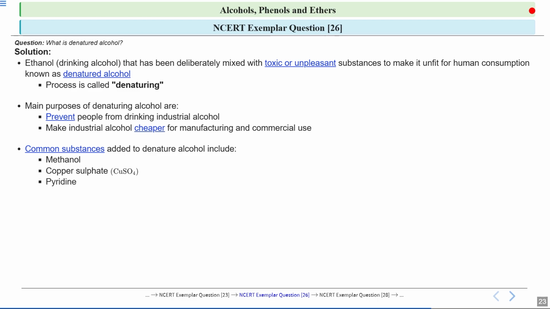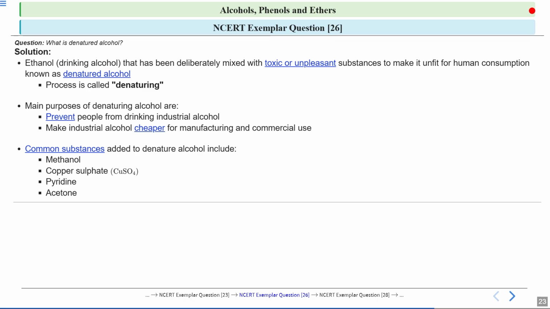Next is the pyridine. Pyridine is also used in the denaturing process. It has a very unpleasant odor and makes the alcohols less appealing. Next is acetone, a solvent with a very strong smell.